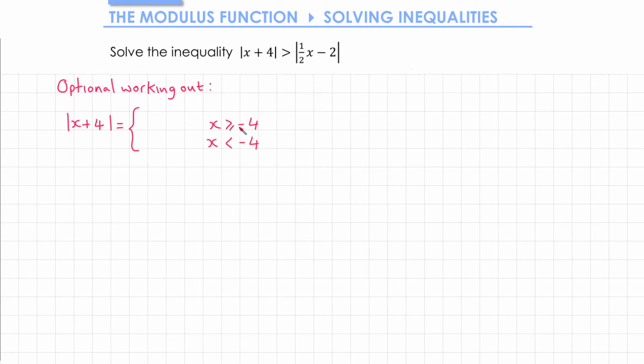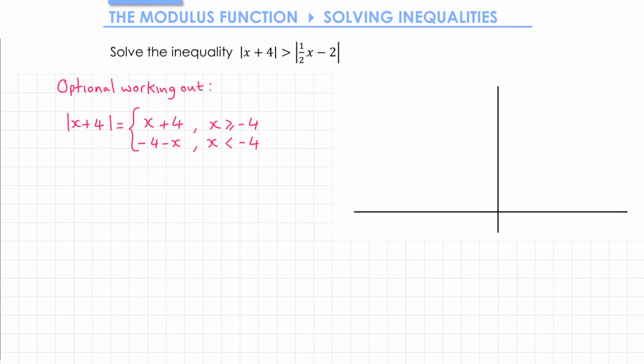When x is bigger than minus 4, we end up with x plus 4. And when x is less than minus 4, we end up reversing the signs. So we get minus 4 minus x. So let's sketch the first one of these. Here's a set of axes. We'll first mark a vertex at minus 4 and a y-intercept at 4. Here's our graph.